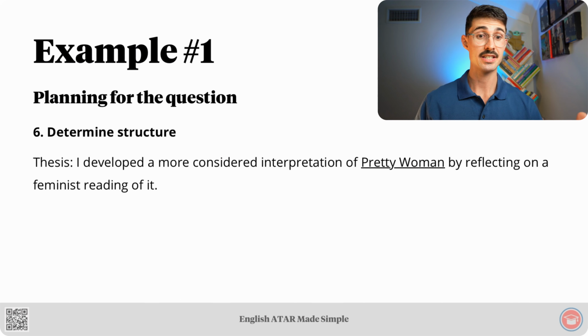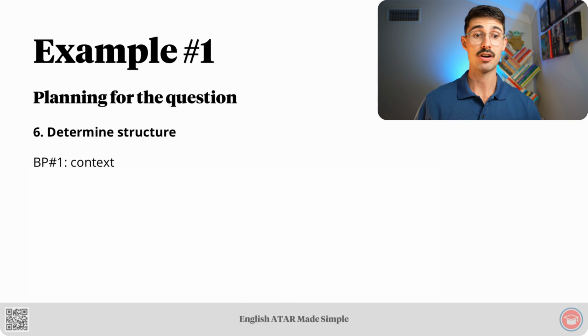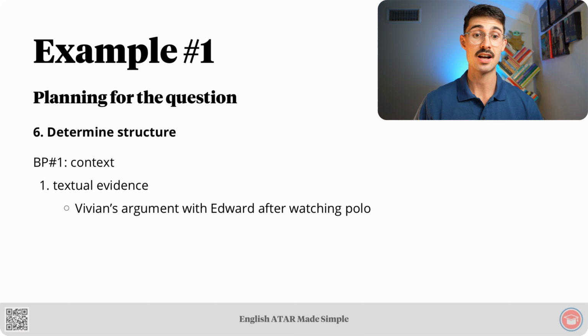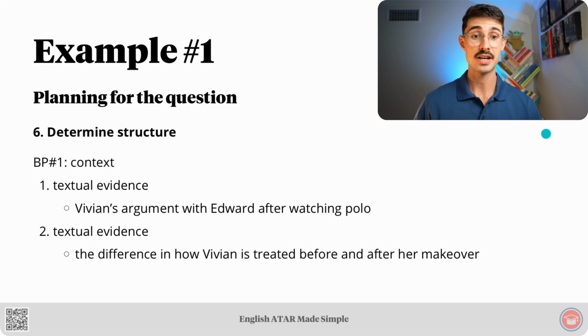My thesis is I developed a more considered interpretation of Pretty Woman by reflecting on a feminist reading of it. My first body paragraph will be discussing context, and specifically it will be referring to the following textual evidence, which is Vivian's argument with Edward after watching Polo. Specifically, I'll discuss context of production in relation to this piece of evidence. Then for my next piece of textual evidence, I'll discuss the difference in how Vivian is treated before and after her makeover. And regarding this piece of textual evidence, I'll discuss context of reception.